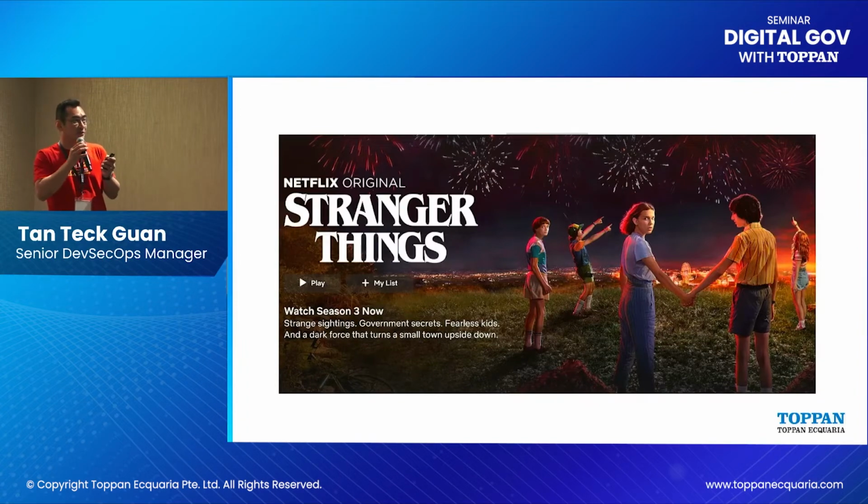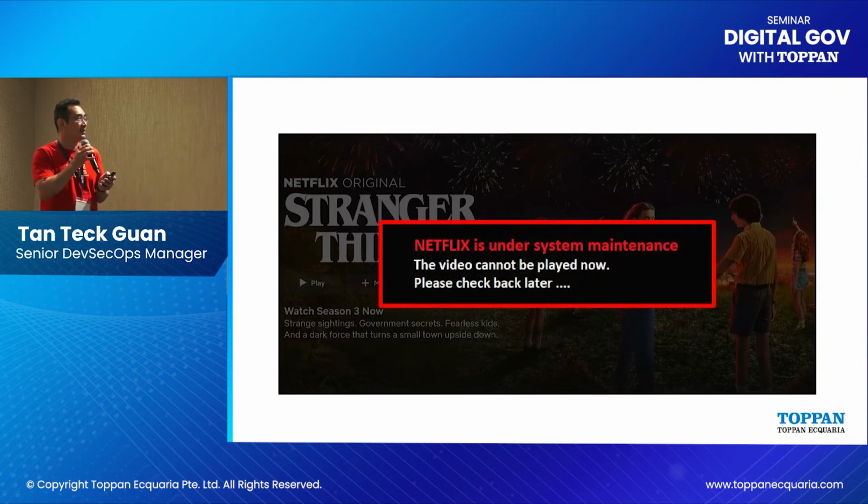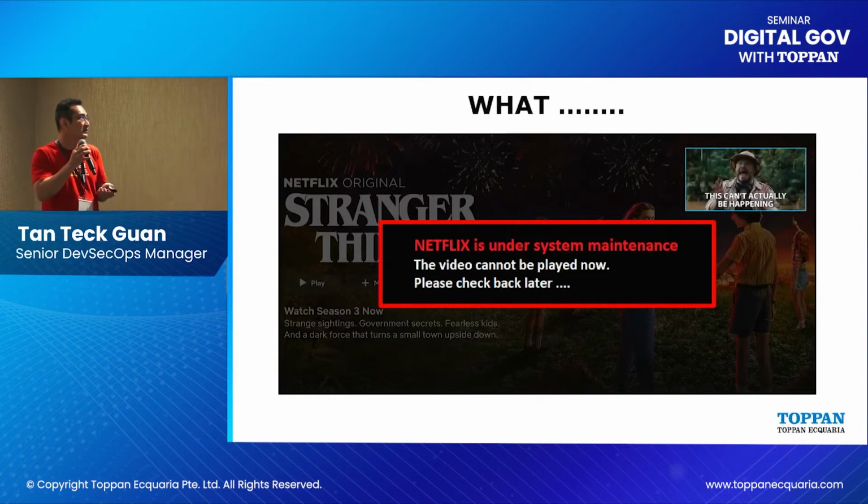So you start to press play, and you wait, and you wait, and you wait, the thing doesn't play. Finally a message shows: Netflix is under maintenance. The video cannot be played now, please check back later. So what will be your reaction when you want to watch Netflix and catch up with Stranger Things? This can't actually be happening.